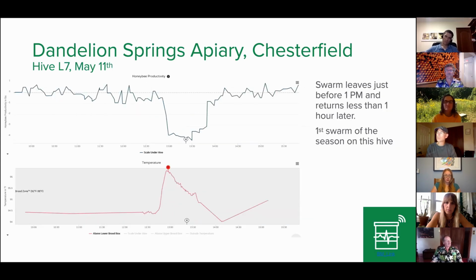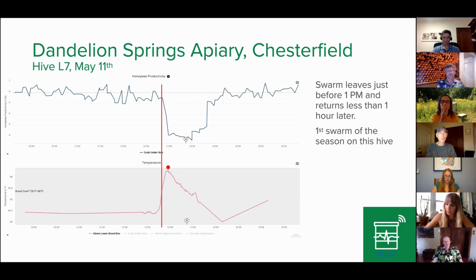The next one, May 11th, a very classical one, leaves at about 1 o'clock, and about 2 o'clock, the swarm is back in the hive. We see the temperature peak. We see something else here, which we may or may not be able to explain. If I put a vertical line here for the timing, the temperature peak is clearly not before the bees leave the hive. The temperature peak is either at or after.